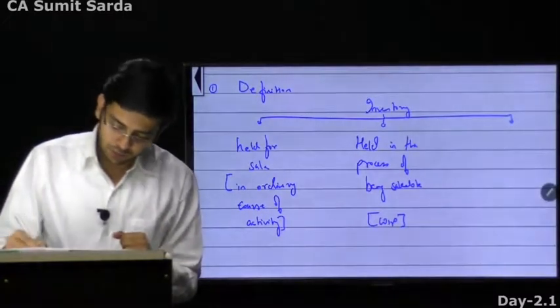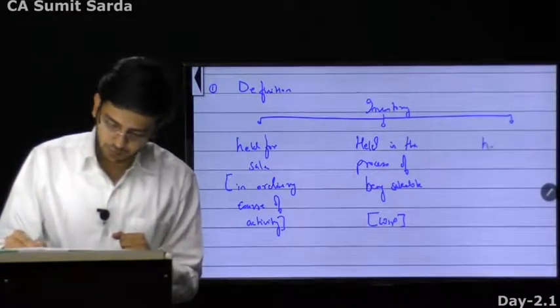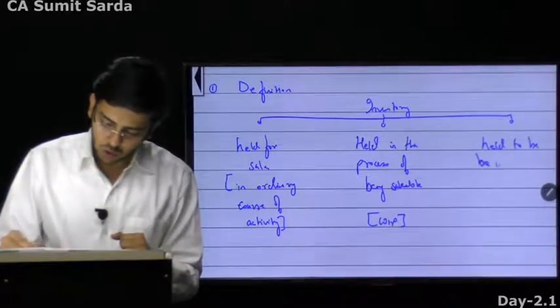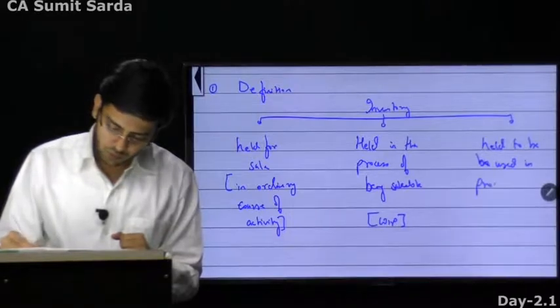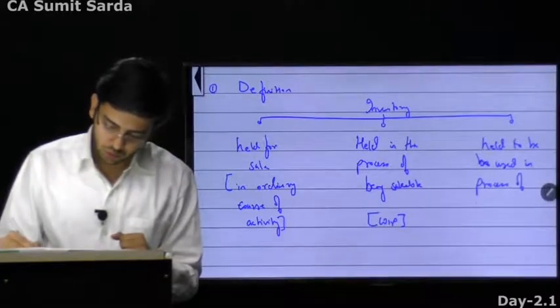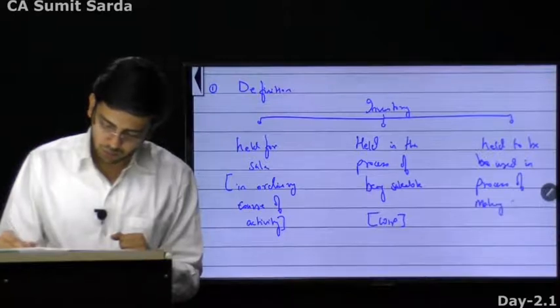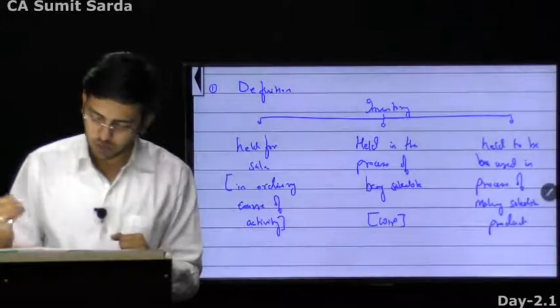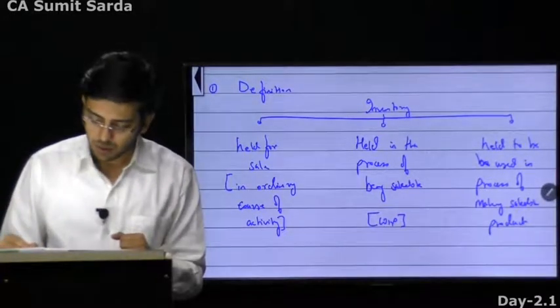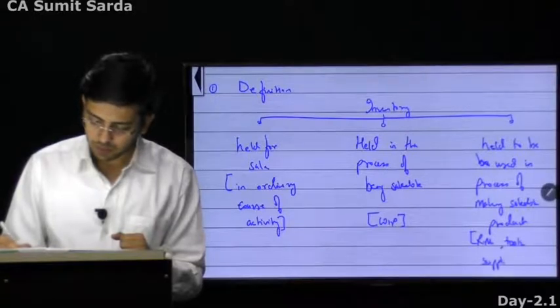Then we have held to be used in process of making saleable product. In process of making saleable product. Now we are talking about the raw material, we are talking about the tools, we are talking about the supplies.